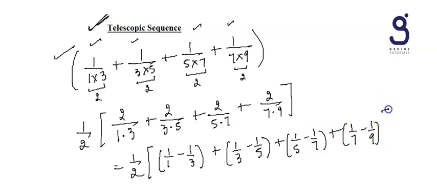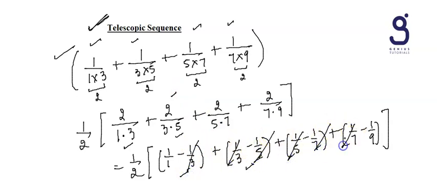Because if you take the example of this first term, let us take LCM of 1 and 3. It will be 1 into 3, and numerator will be 3 minus 1, that is nothing but 2. Same way in the second term, the LCM will be 3 into 5 and numerator will be 5 minus 3, which is 2. So now we can cancel out these terms.